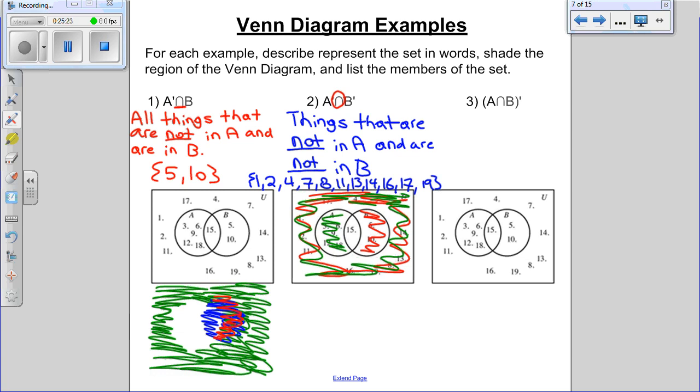Alright, number 3. The reason I didn't shade it in is because I think if I shade that in right now, it's going to be way too confusing if you just look at it. So I'm going to shade it with you guys as we go. If I were to read it, I would want the things, this is a confusing one.